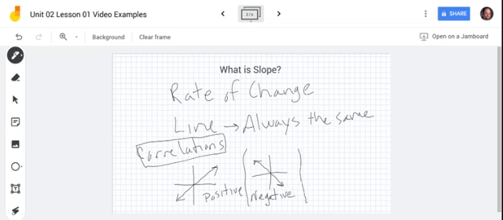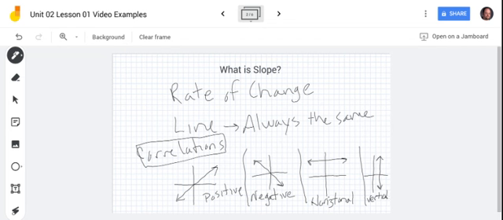If you have a line which is going directly across and horizontal to that x-axis, that is called a horizontal. And then, of course, opposite of that, if you have a line which is exactly the same as the y-axis, that is a vertical. Those are your four correlations.